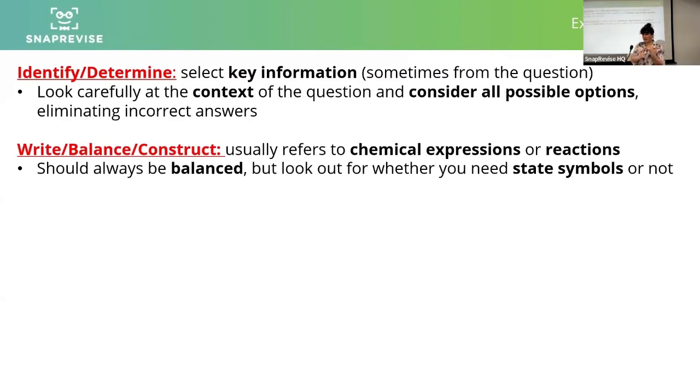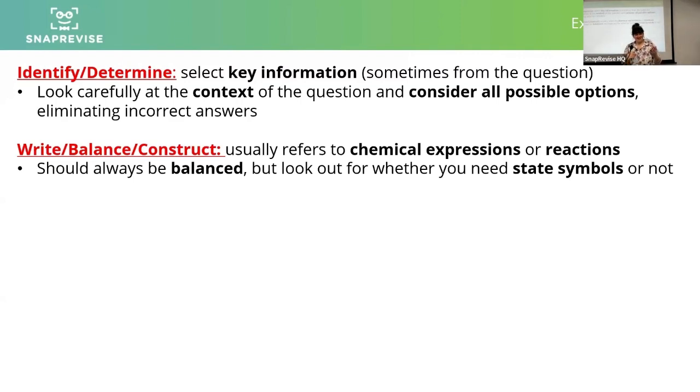They need to have balanced mass, so no losing atoms. They need to also have balanced charge, so you shouldn't have random electrons floating around. You shouldn't have different charges in the reactants overall as you do in the products, because that means you've gained or lost electrons that have just disappeared off into the ether. So make sure they're balanced, but look out for whether or not you need state symbols.